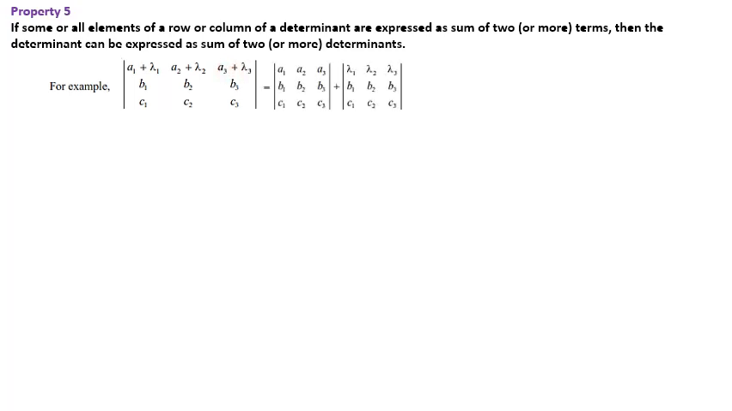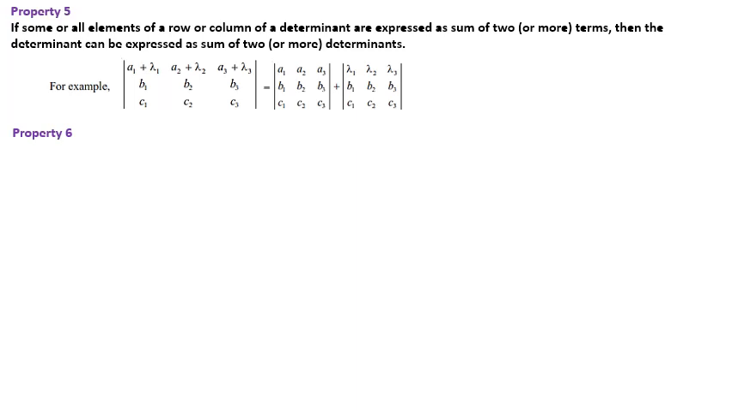Then what the property says is we can split it into two determinants: a1 a2 a3, b1 b2 b3, c1 c2 c3, plus lambda 1 lambda 2 lambda 3 in the first row, b1 b2 b3, c1 c2 c3. That means the determinant can be expressed as the sum of two or more determinants. Here the first row is expressed as a sum of two terms and we have split the entire determinant into two determinants. That is what the property says.